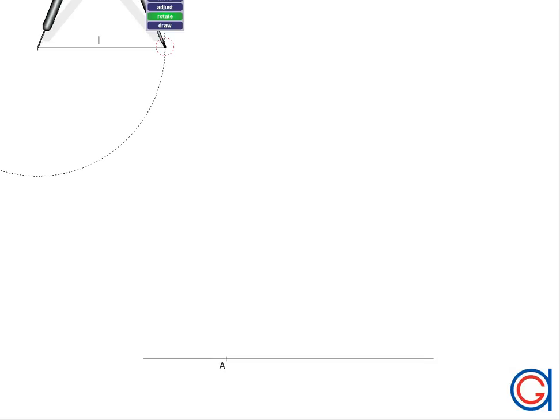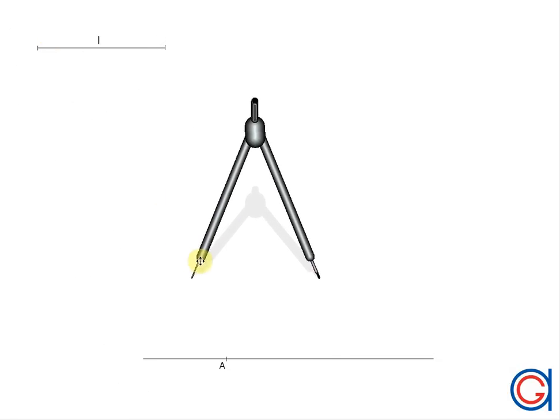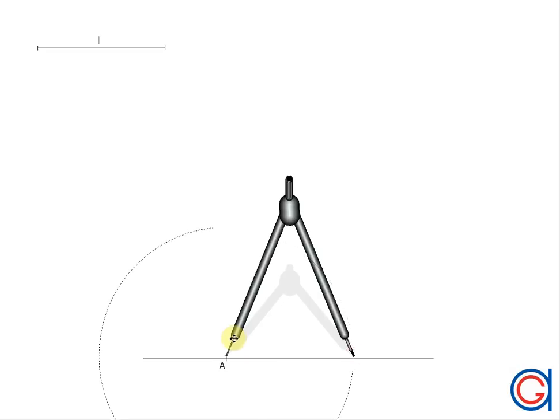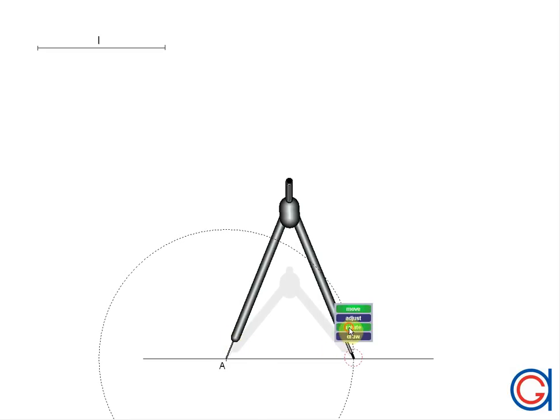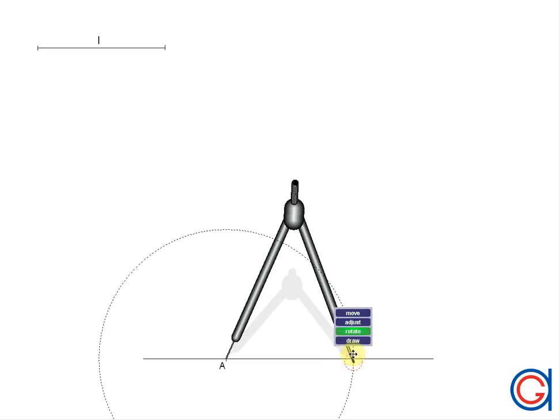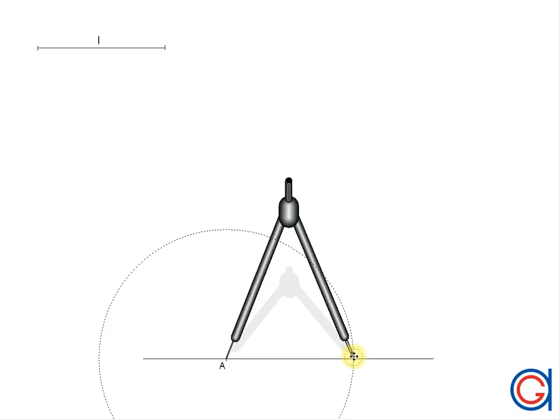Now set the compass to the length of the side of the heptagon that we want to draw and scribe an arc to get point B as shown here. This will be the first side or the base of the polygon that we want to draw.